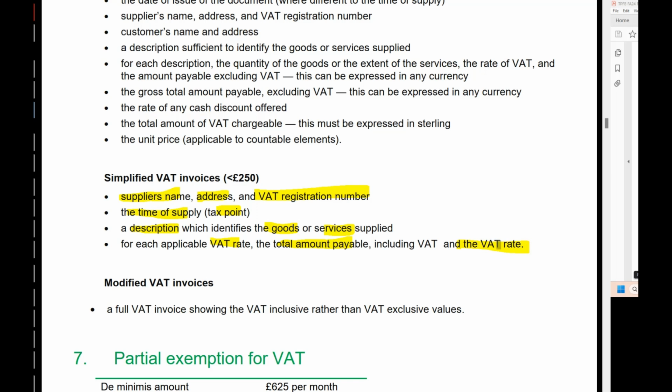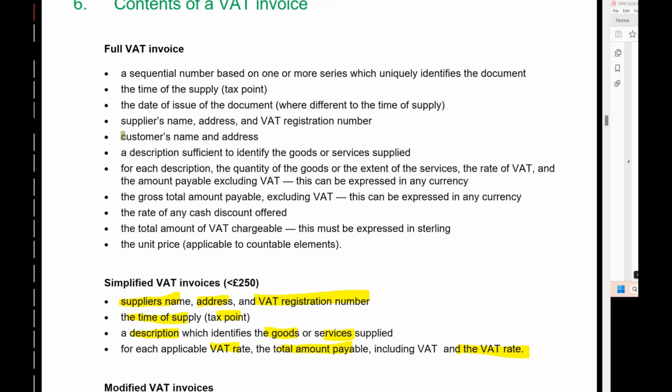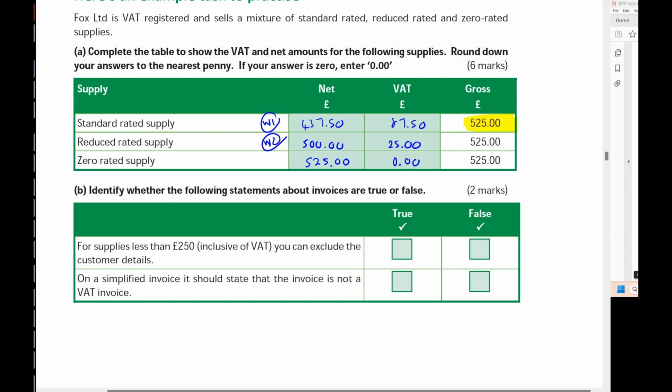So you might say standard rated was £200, 20% VAT was included, etc. Nowhere in there does it mention the customer's name and address. And yet in the full invoice up here, it clearly states the customer's name and address must be included. So I can now say, if the customer's name was supposed to be included, it would be in my list. So that statement is true. Supplies less than £250, including VAT, I can exclude customer details because they're not in my list. So I'm going to say true.